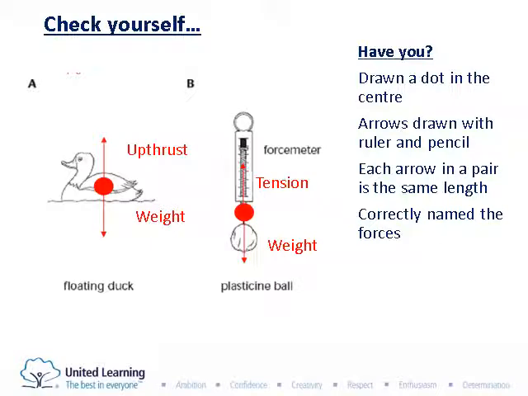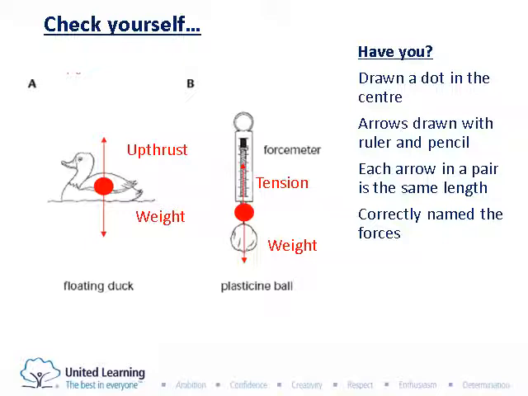Okay, so here are the first two, just for you to check for yourself whether you're doing it right. A couple of things for you to look at. Firstly, have you drawn a dot in the centre? If you haven't, you should. Make sure you've used a ruler and a pencil for your force arrows. They should always be straight.